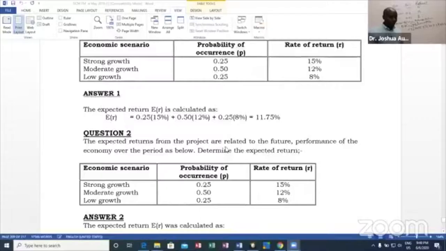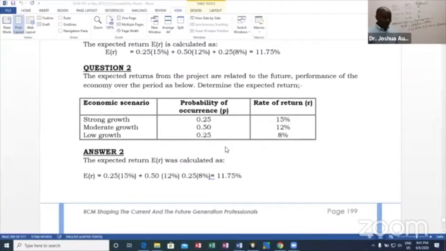So we go to question number two, at least we get some background before we look at our past paper questions. Question number two: the expected returns from the project are related to the future performance of the economy over the period. So now we are reading another one. Now just go to question three.